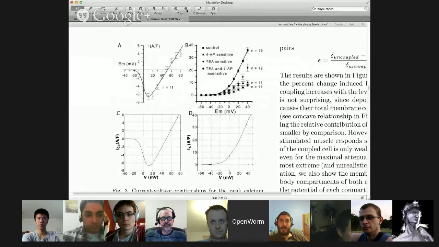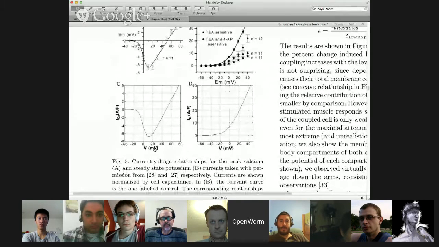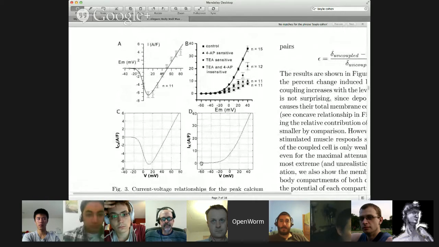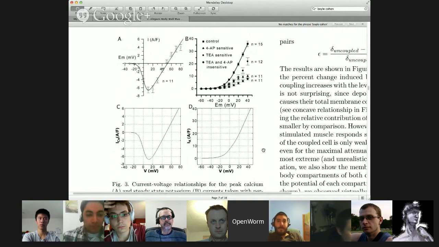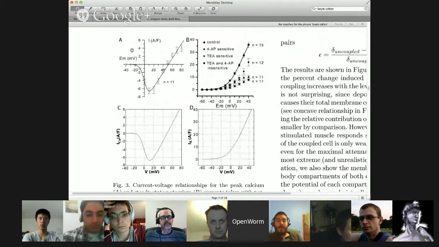If we go back to the paper, figure 3 of the Boyle and Cohen paper were these IV plots, otherwise known as current voltage relationships. I for current, V for voltage. So current voltage relationships or current voltage plots. This follows the same pattern as figure 2, where there's real data for A and B and simulated data for C and D. So A goes with C and B goes with D.